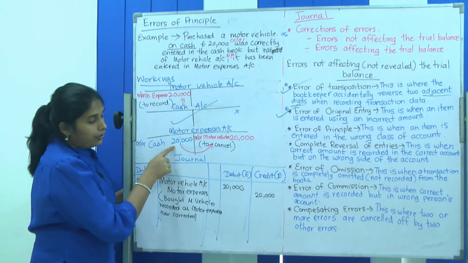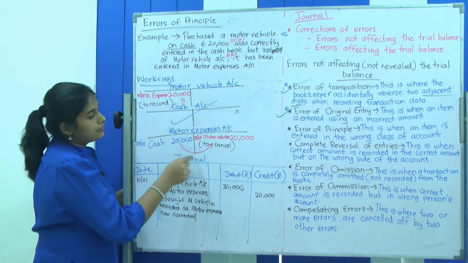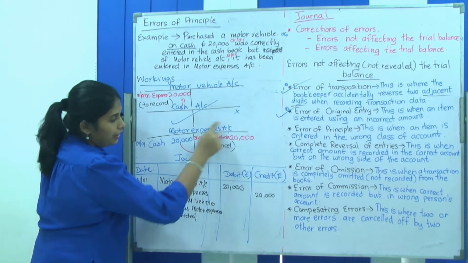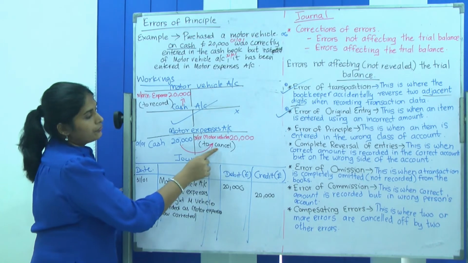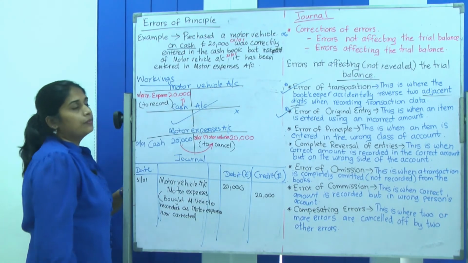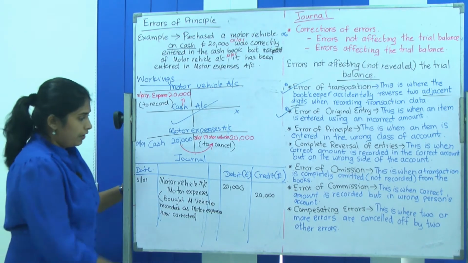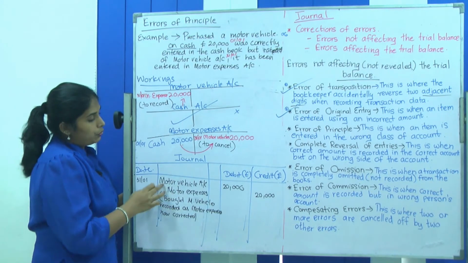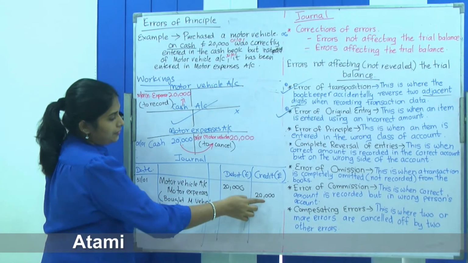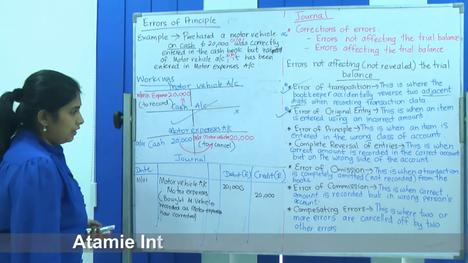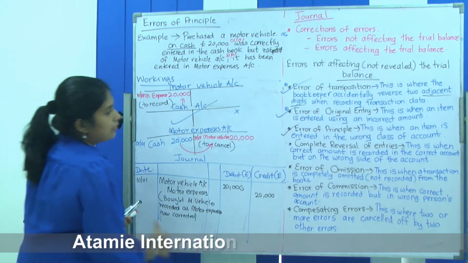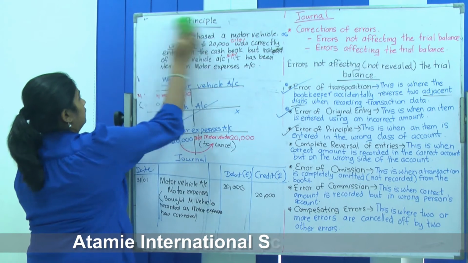They have correctly entered in the cash account, so there is no mistake in the cash account, but without recording on the debit side of the motor vehicles, they have debited the motor expenses. So it does not belong to the motor expenses, so you have to cancel. So to cancel you have to credit the motor expenses account 20,000 and to record you have to debit the motor vehicles account. Okay, so the journal entry will be motor vehicles account debit 20,000, motor expenses account credit 20,000. Now, complete reversal of entries.